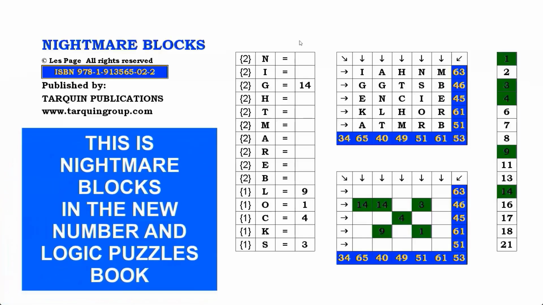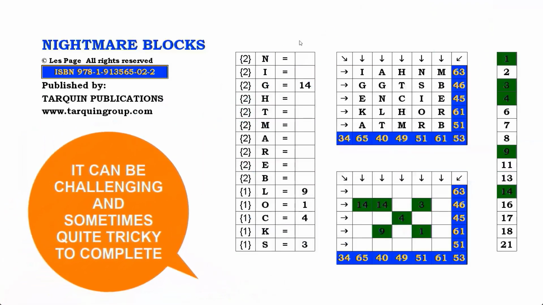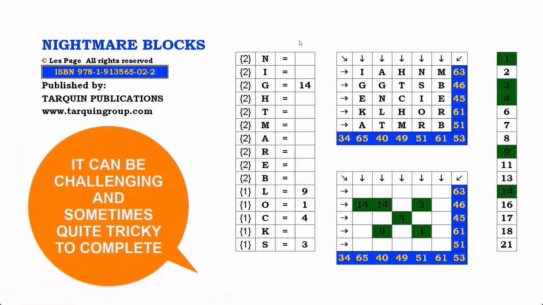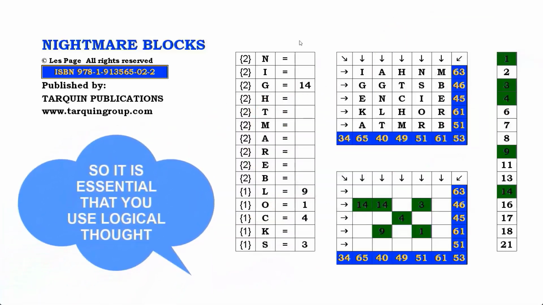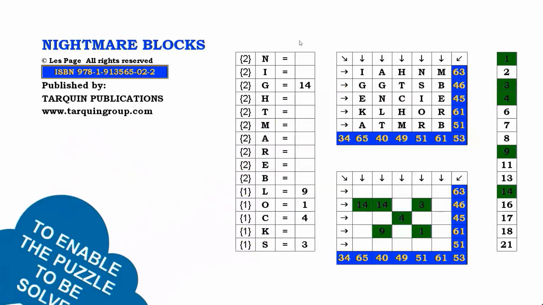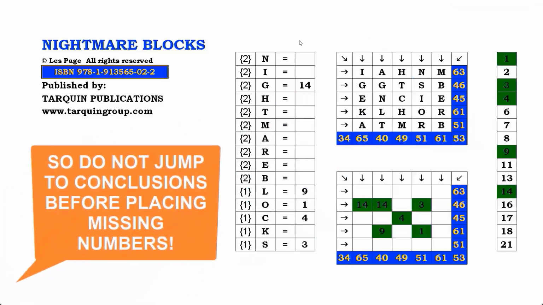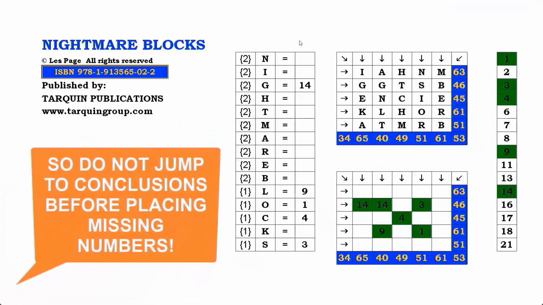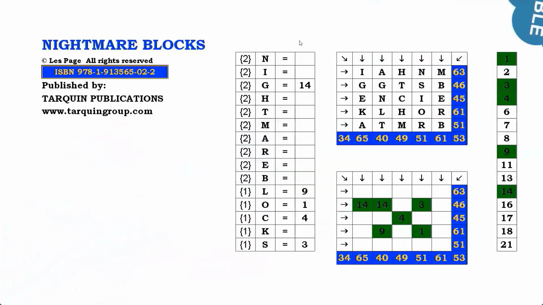This is Nightmare Blocks in the new Number and Logic Puzzles book. It can be challenging and sometimes quite tricky to complete. So it is essential that you use logical thought and consider alternative combinations to enable the puzzle to be solved. So do not jump to conclusions before placing missing numbers. All puzzles are solvable, so never give up.